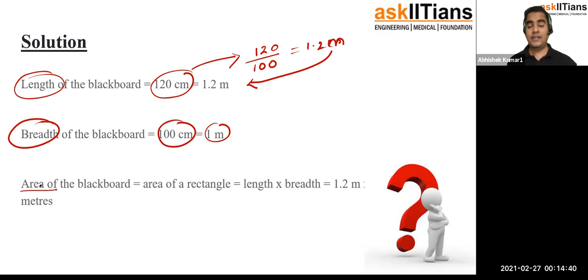And we also know the formula for the area of any rectangle. The area of any rectangle is given by L into B. So we used that formula, and using that formula they got the area to be 1.2 meter square.